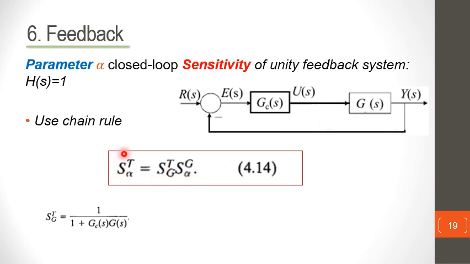I'll repeat that again. The sensitivity of T with respect to alpha is simply equal to the product of the sensitivity of T with respect to G times the sensitivity of G with respect to alpha. Remember, we have established this relationship as equation 4.13, that the sensitivity of T with respect to G can simply be calculated without doing any derivatives by substituting Gc and G. What this means is that our job is cut in half now. All we need to do is calculate the sensitivity of G with respect to alpha and then multiply that with S_G^T.